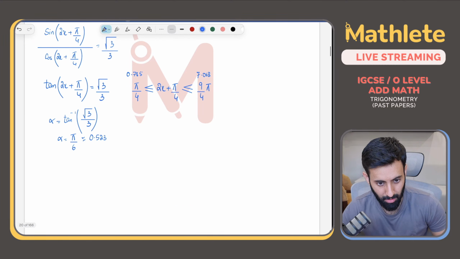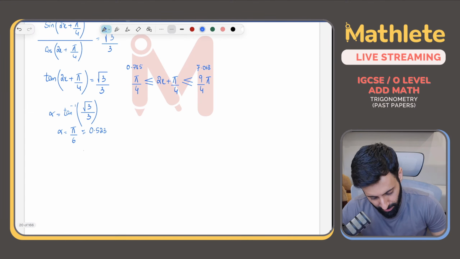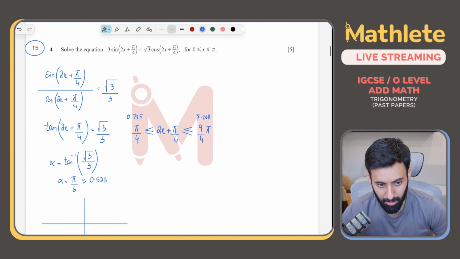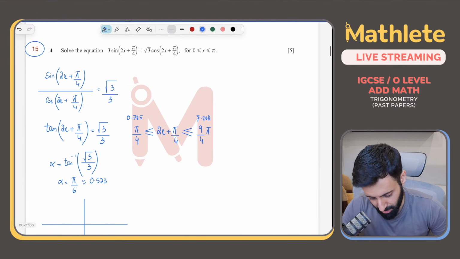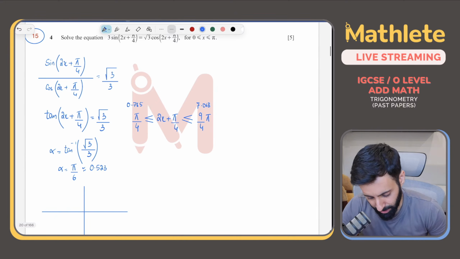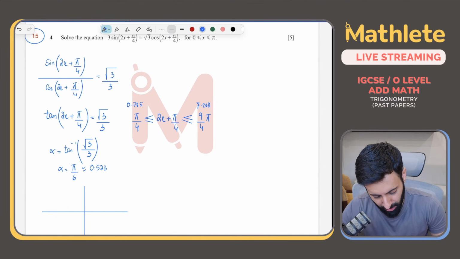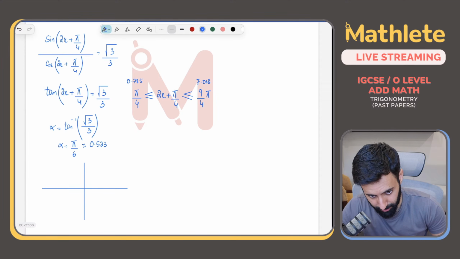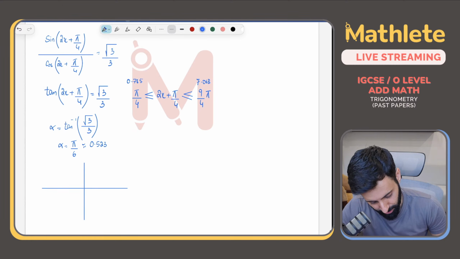Okay? Where does 9 upon 4 pi come from? Magic. But I think you just joined, because we've solved plenty of questions like these already. We altered the range, we multiply each side of the inequality by 2, and we add pi upon 4. That's how we get 9 upon 4 pi. So it's not just pi plus pi upon 4, it's 2 pi plus pi upon 4.